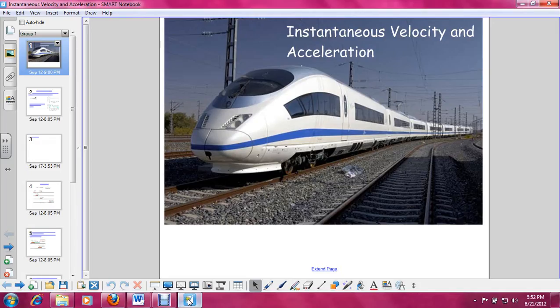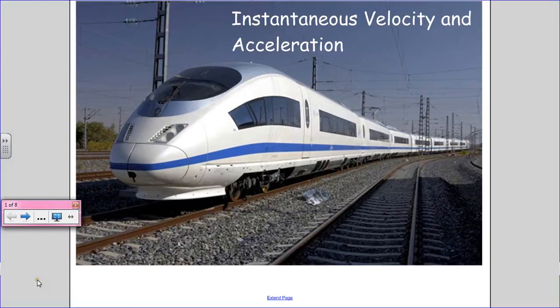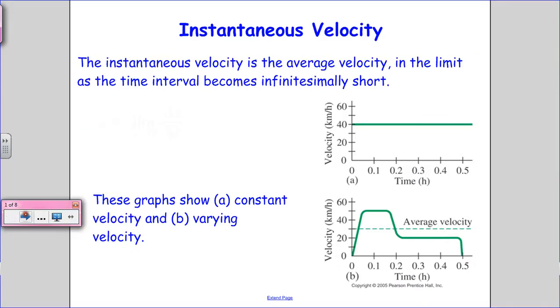So today we're going to continue talking about velocity, but specifically we're going to talk about instantaneous velocity, and we're going to start talking about acceleration. So what is instantaneous velocity? Well, instantaneous velocity is the average velocity in the limit as the time interval becomes infinitesimally small. So what does that mean?